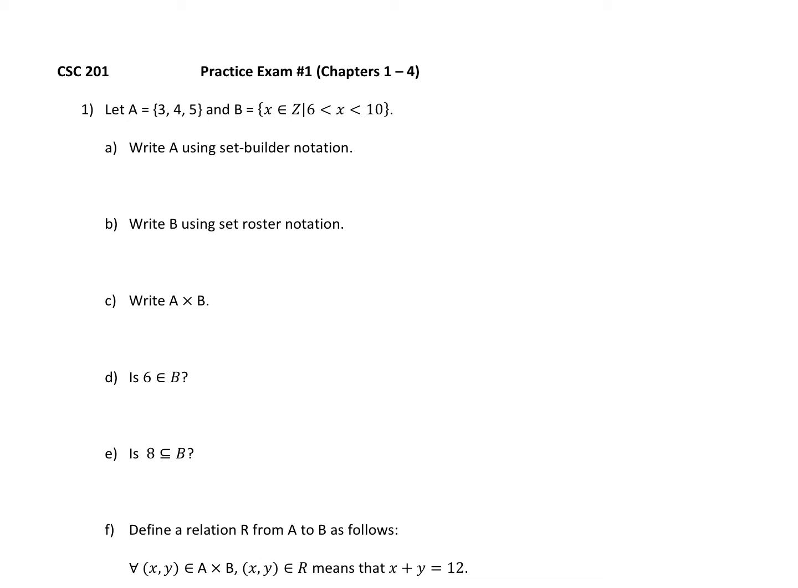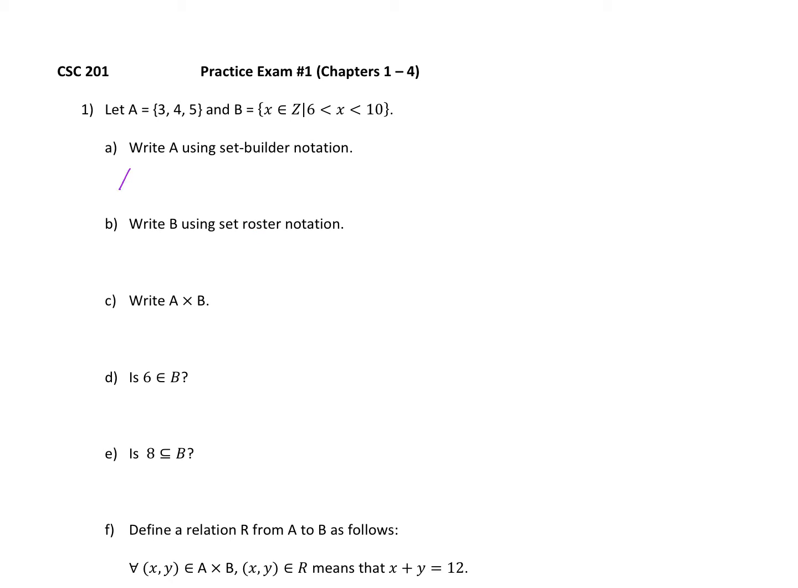First problem, we're going to let A be the set 3, 4, 5, and B the set of all x's in the integers such that x is sandwiched between 6 and 10, not including 6 and 10. Okay, so we're supposed to write A using set builder notation. So A is written in what's called set roster notation, where you just list everything. Set B is listed in set builder notation. So I want to switch them, right? Write A in set builder and write B in set roster.